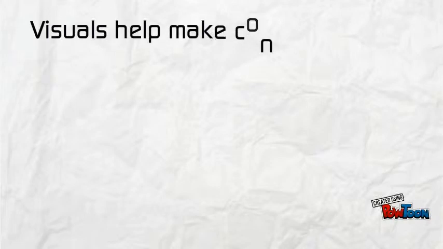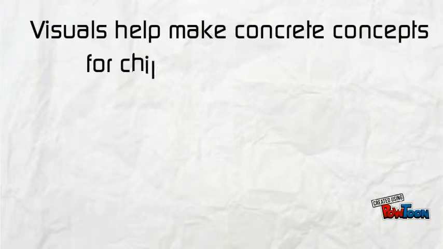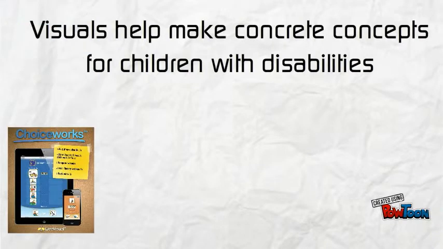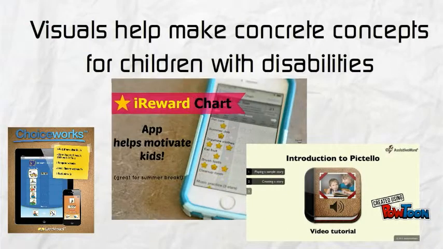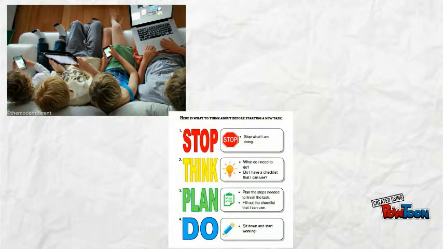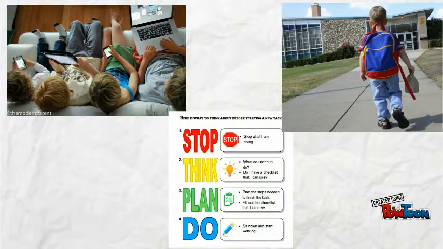Since visual symbols are stable over time, they help make concrete concepts for children with disabilities. Some great tools and supportive strategy apps are. Lastly, the use of these various modes of technology will greatly increase the child's independent functioning skills by decreasing the amount of direct support needed from another person.